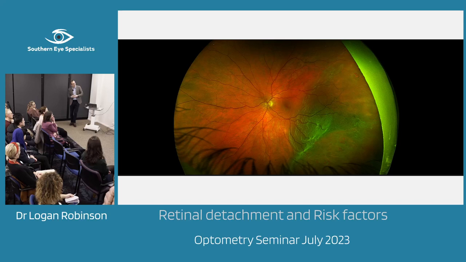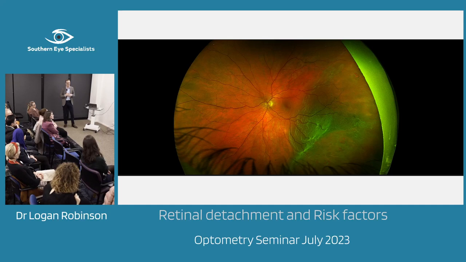This is a 40-year-old minus 8 myope this time. And he's a reporter. And he came saying, I've noticed a bit of a funny shadow outside my vision. So what do you guys think he has, and is it a detachment, and what sort of detachment, and is there PVD?